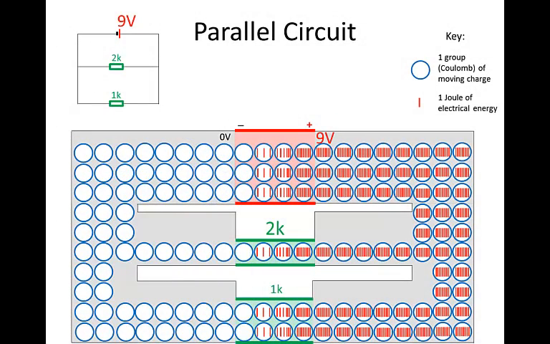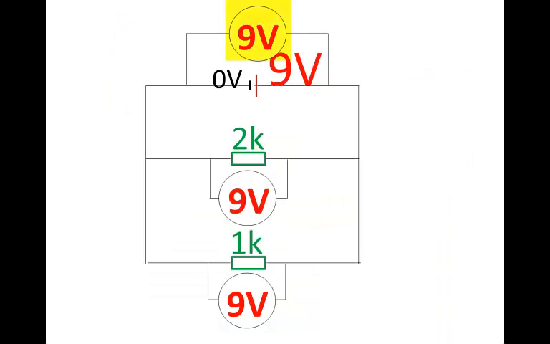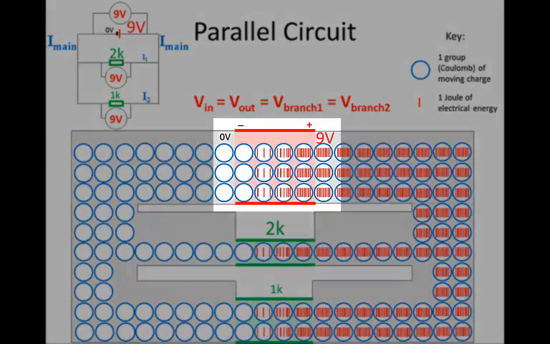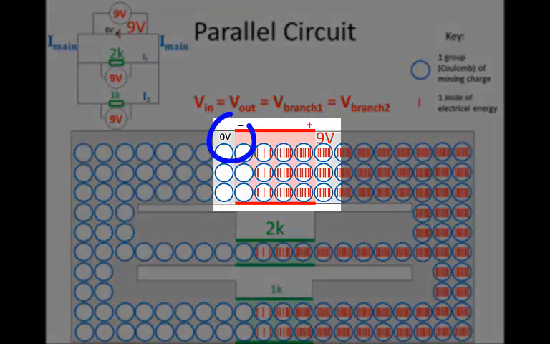And that's why in this circuit, the voltage across the cell equals the voltage across branch 1, which equals the voltage across branch 2. That would be 9 volt in each case. The voltage across a component means the difference in voltage between the 2 points. So if we measure the voltage across the cell, the voltmeter will measure 0 volt at the negative terminal, and 9 volt at the positive terminal, and then it subtracts the 2. 9 minus 0 equals 9 volt.